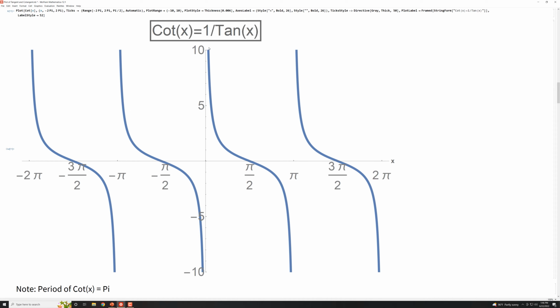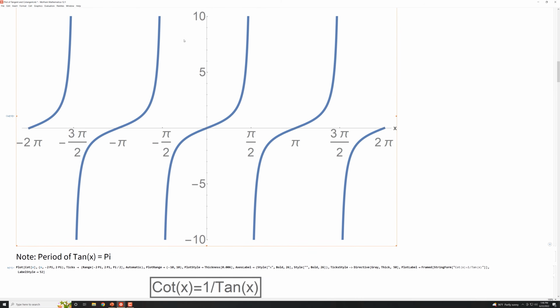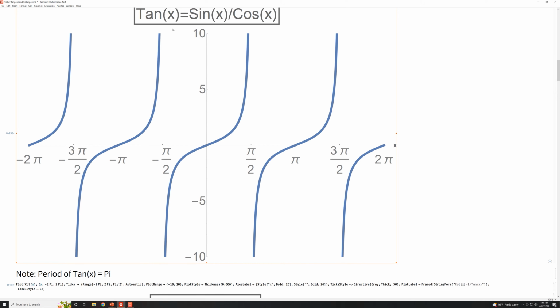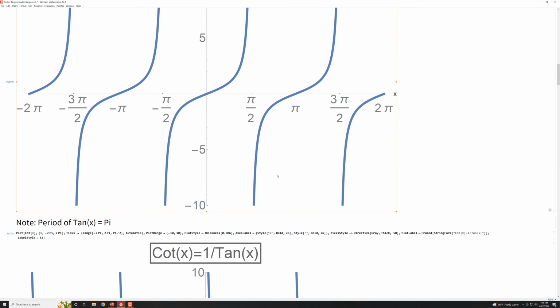But notice what this curve is. It's this exact same shape, but it's slightly different. Notice that it's shifted with respect to the tangent. We still have the vertical asymptotes, but notice the vertical asymptote is here on the y-axis and then here at pi, but up here, it wasn't there. It was shifted over, it was at negative pi over 2 and positive pi over 2. Why is that the case?